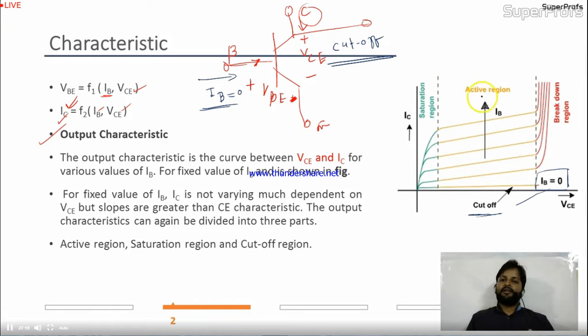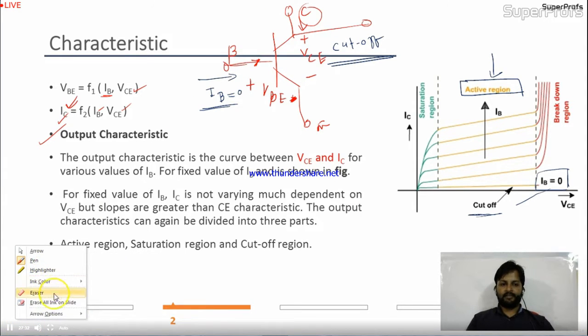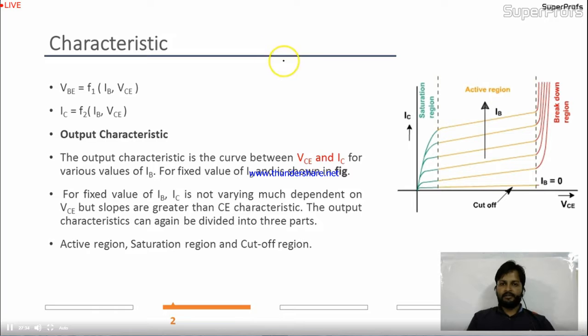Okay. And this is the active region given over here, right? By this circuit, I'll show you these characteristics. Before that, let me draw this circuit again, so it will be clear to understand, right? I'm taking the symbol again. This is emitter, this is collector part, and this is base part.